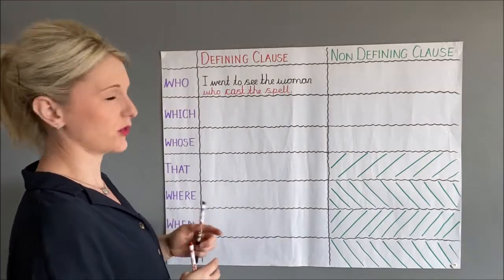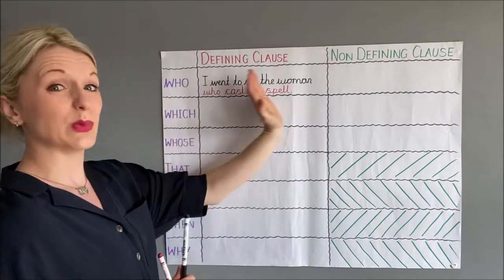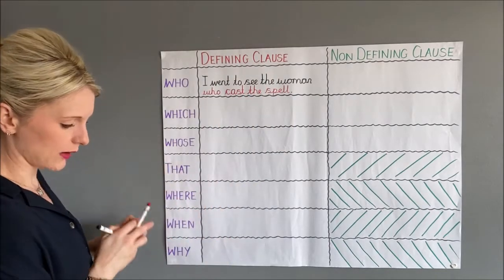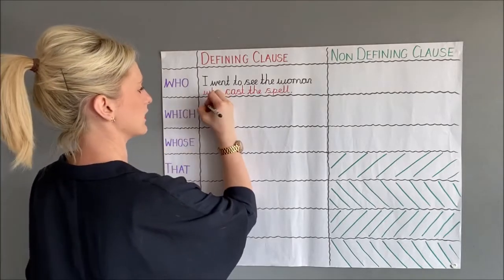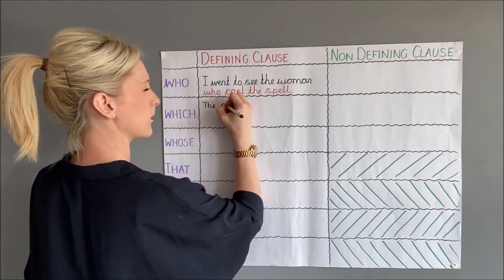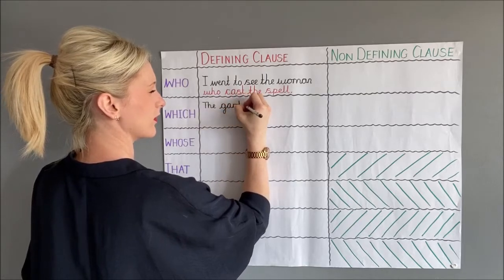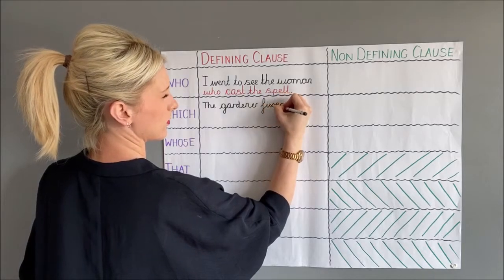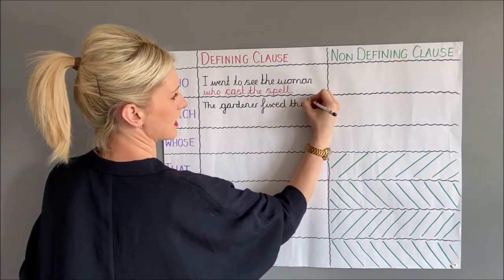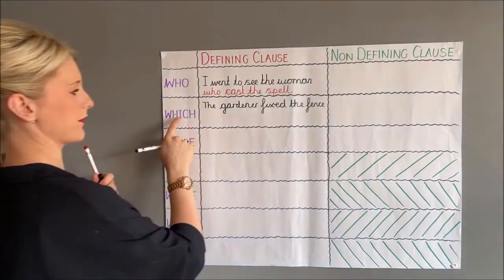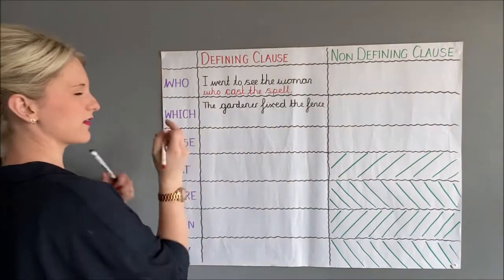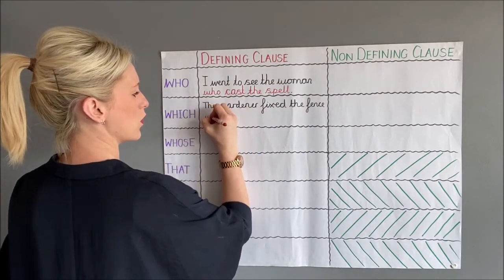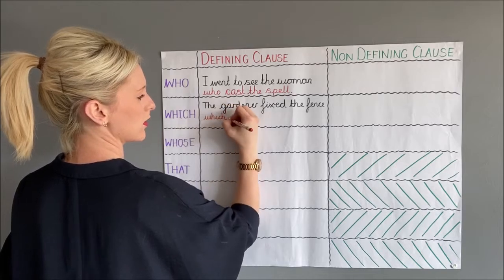It doesn't need commas because it is a defining relative clause and we need it for the sentence to really make clear sense. Okay, for which I'm going to try this one. I'm going to say the gardener fixed the fence, and then I'm going to use my relative pronoun here. Which fence? Why did he fix it? I'm going to say the fence which was broken.